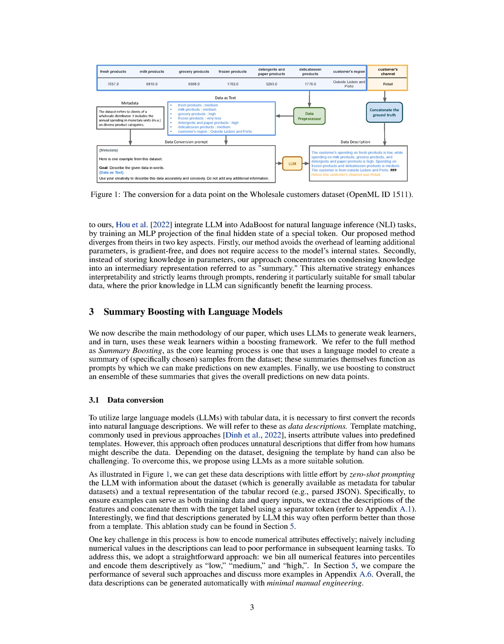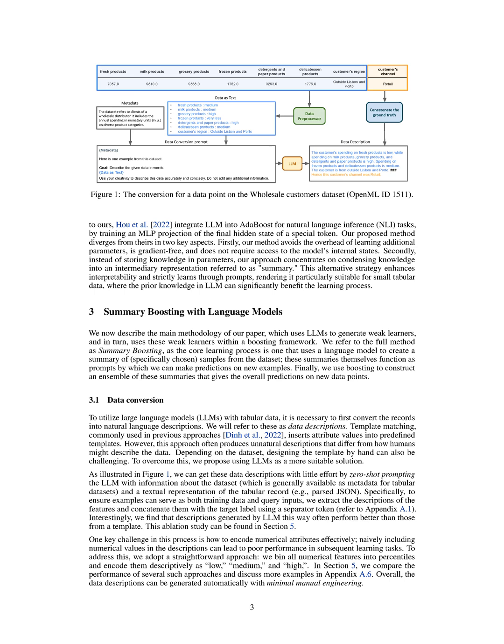To navigate these hurdles, we propose using LLMs as a more fitting solution. As shown in the included figure, we can generate data descriptions with little effort by providing the LLM with the dataset's information, usually available as metadata for tabular datasets, and a textual representation of the record data, such as parsed JSON. We ensure that these descriptions can function both as training data and query inputs by combining the feature descriptions with the target label using a separator token. We've found that descriptions generated in this way by an LLM often outperform those from a template.